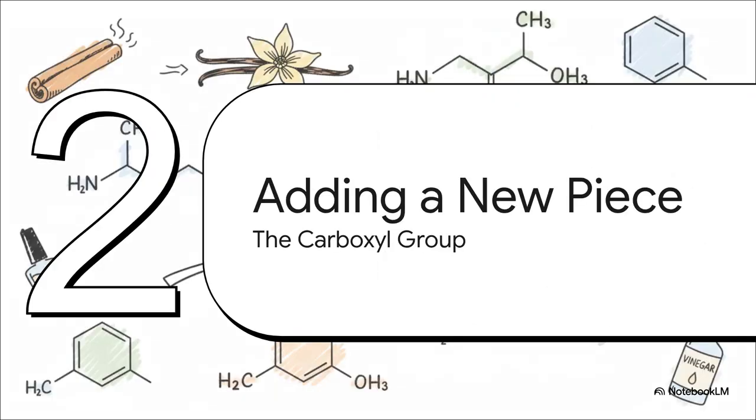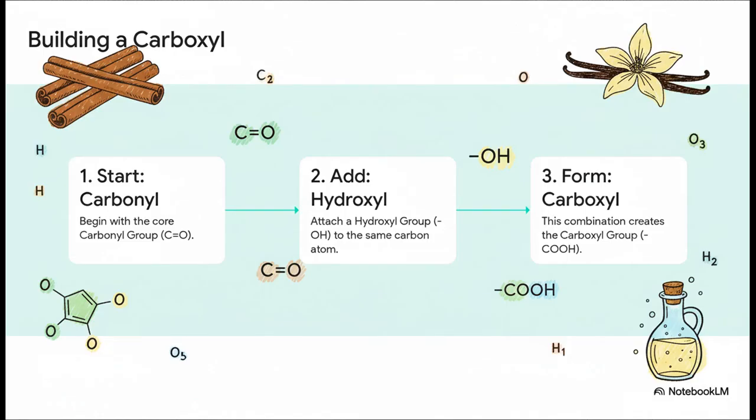So we've got aldehydes and ketones, both built around that same carbonyl group. But what happens if we decide to tweak that core piece just a little bit? Well, we can create an entirely new and super important family of molecules. Here's how it works. You just start with a carbonyl group we already know, the good old C=O. Then you attach a hydroxyl group. That's just an oxygen bonded to a hydrogen, or OH, to that very same carbon. Put them together and you get a brand new thing, a carboxyl group, which we write as -COOH. So a carboxyl group is really just a modified carbonyl.